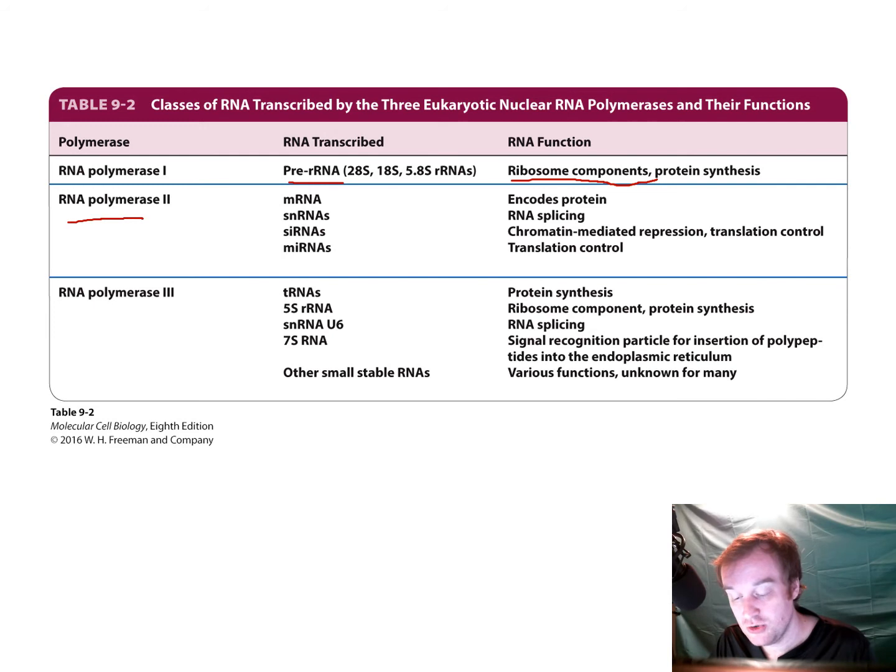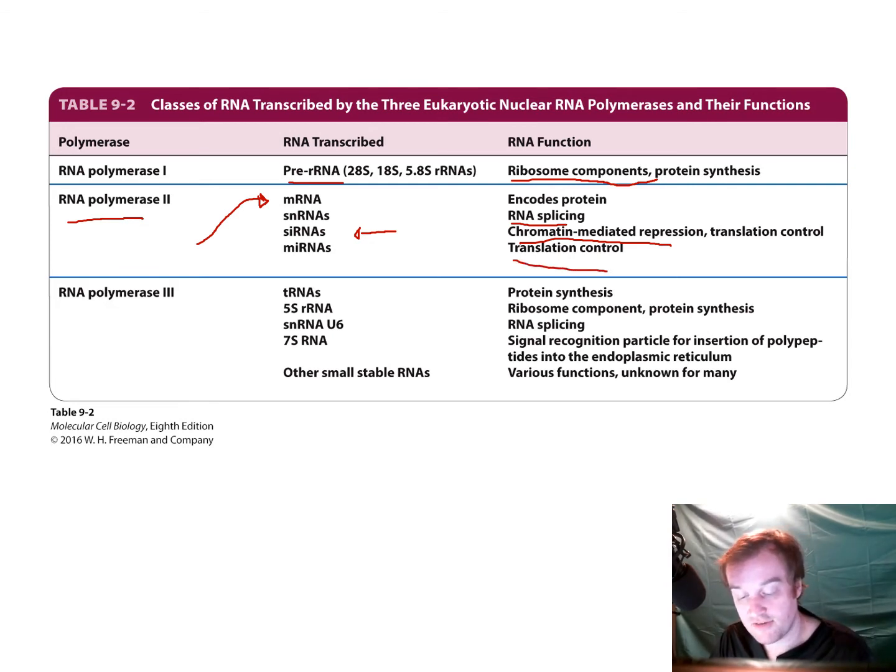RNA polymerase 2 is the one that we talk about a lot. It is responsible for making mRNA, which encodes proteins, but also a lot of these non-coding RNAs that have functions, or functional RNA as we call them, which are involved in RNA splicing, chromatin-mediated repression, and translation control.